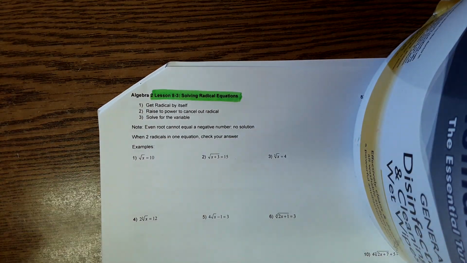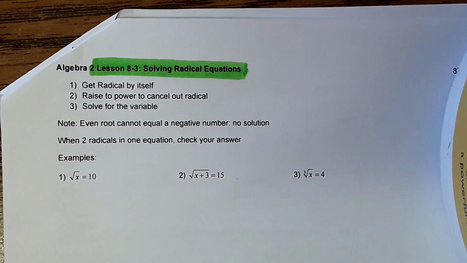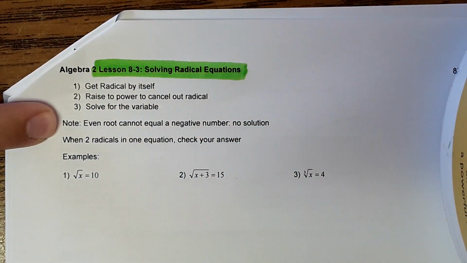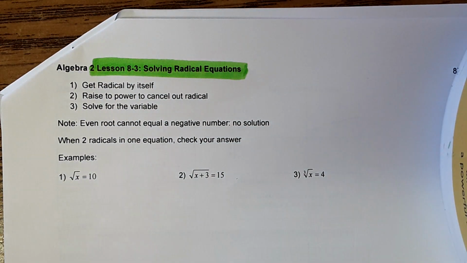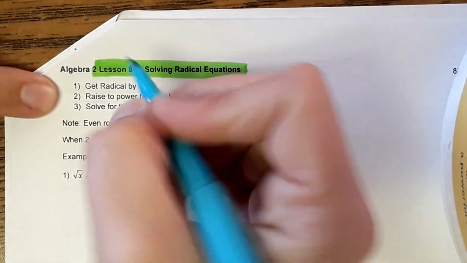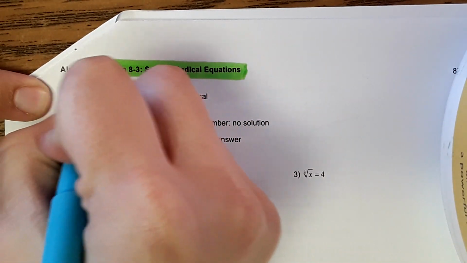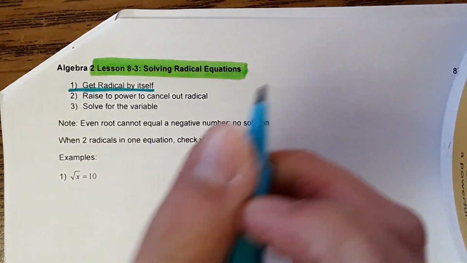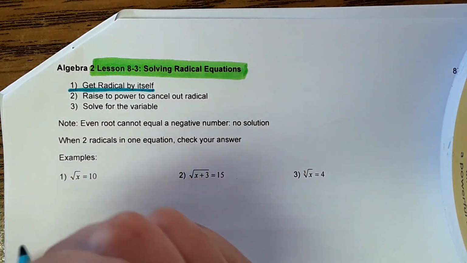Okay, so 8-3, solving radical equations. There's a step-by-step instructions right here, and the most important step, of course, is the first one. Get the radical by itself. Just like you would get x by itself to solve, we're going to get the radical by itself.